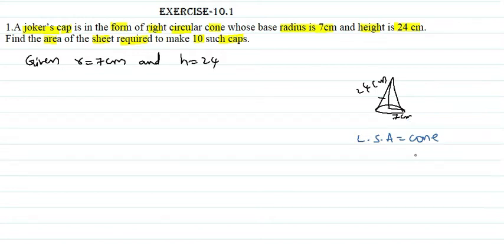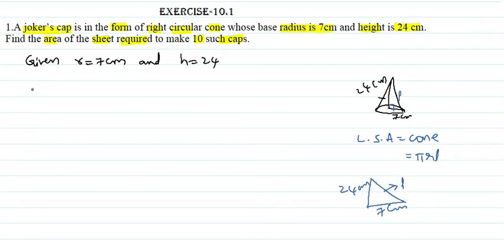So what is the formula to find the LSA of the cone? That is pi r l. Here we don't have slant height l, so first of all we need to find the slant height. Now you can consider the right angle triangle here. So this is the radius 7 centimeter and height is 24 centimeter. Now by using the Pythagoras theorem we can find the slant height l here.